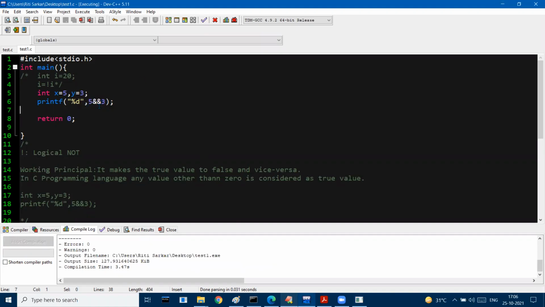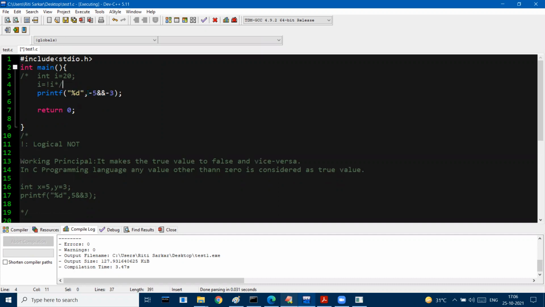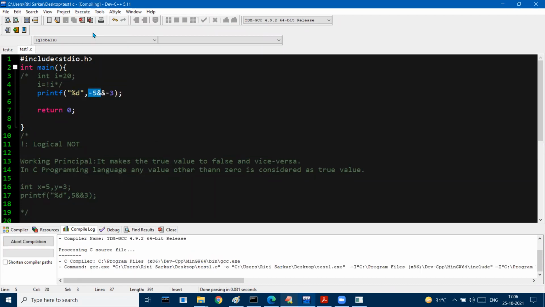Suppose here you are writing -5 and -3. I don't even require this line; I'm just writing a printf statement. You are thinking it's -5 and -3, but how is logical AND treating this? It is treating this as a true value. Then again, what will be the answer? Both are true. Execute, compiler, none. Again 1 will come into the picture.